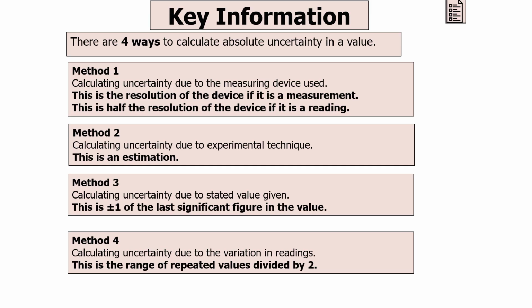So there are 4 ways to calculate the absolute uncertainty in a value. Method 1 is to calculate the uncertainty due to the measuring device used. This is the resolution of the device if it's a measurement, but it's half the resolution of the device if it's a reading. The second method is to calculate the uncertainty due to experimental technique, which is an estimation. You can calculate the uncertainty due to the stated value given, and this is plus or minus 1 of the last significant figure in the value. And then finally, the fourth way is to calculate the uncertainty due to the variations in the reading, which is the range of the repeated values divided by 2.